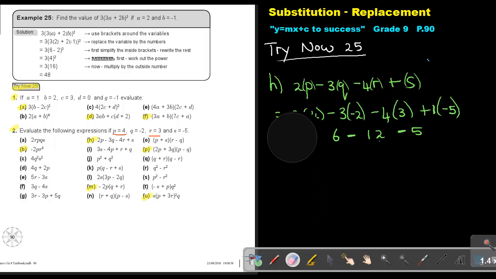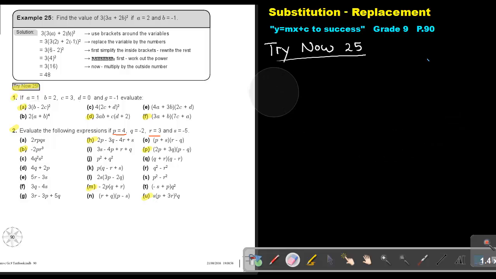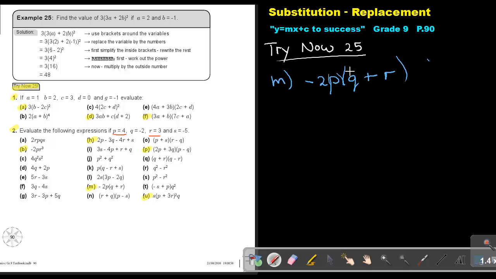Let's just again make space. So that's going to be number M. So this is going to be negative 2p, bracket q plus r. So bracket, bracket, bracket. Now rewrite everything and just make that a big bracket, small one plus small one, big bracket. Now, in the place of P, look, what is P? P is 4. In the place of Q, negative 2. In the place of R, 3.